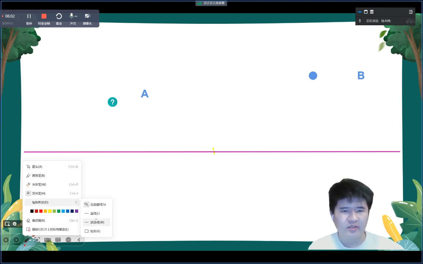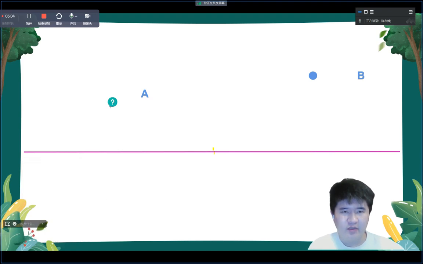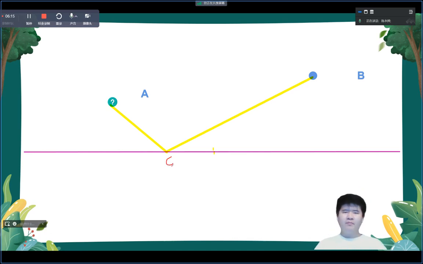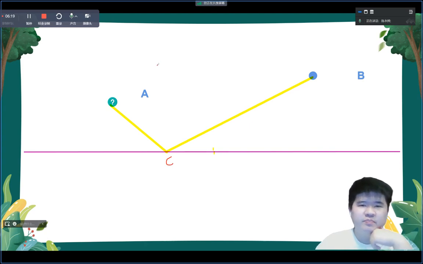So maybe I can give an example here. We start from here to here, and then here to here. This point, we can let it become point C. So how can we find the C where AC plus BC is the shortest?